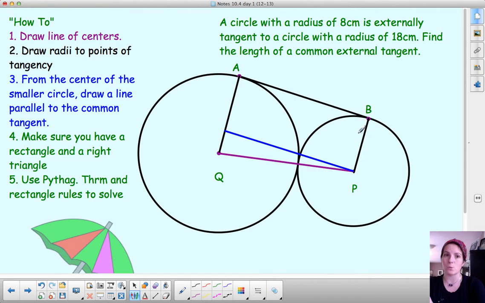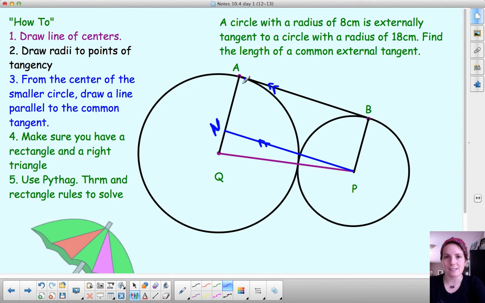This blue step is the one that's a little bit tricky. I'll read it first. It says, from the center of the smaller circle, draw a line parallel to the common tangent. We're going to draw in this line from P to segment AQ. If you want to give it a letter, you can. I'll change my color here to blue. I'll call it N. So if we call this point N, PN is one that we drew intentionally so that it was parallel to AB.